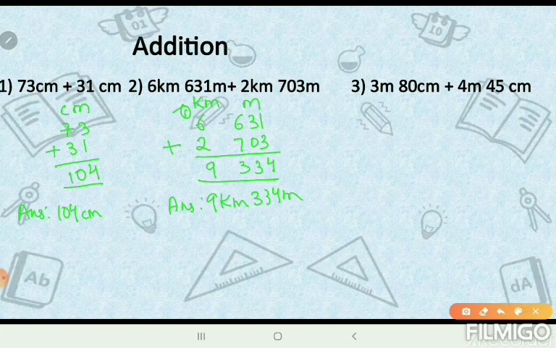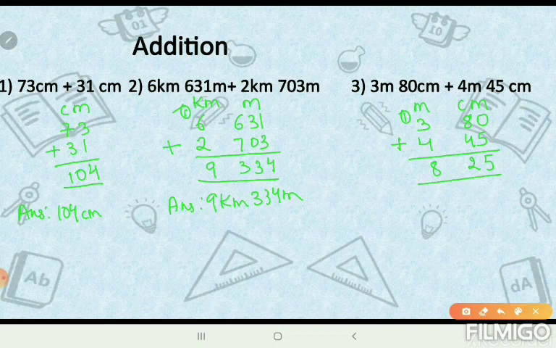Let's see the next one. Meters and centimeters. So we are going to arrange into different columns of meter and centimeter. 3 meter 80 centimeter and 4 meter 45 centimeter we have to add. So we start from the smaller unit, the centimeters. 5 plus 0 is 5, 8 plus 4 is 12. So every 100 goes to the next one. So 2 will come here and 1 will go up, carry here. So now add the greater unit. 3 plus 4 is 7 plus 1 is 8. So what is your answer? Answer is 8 meter 25 centimeter.